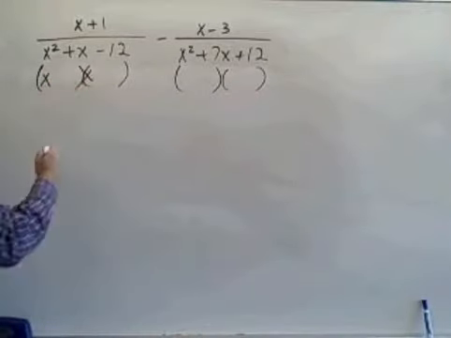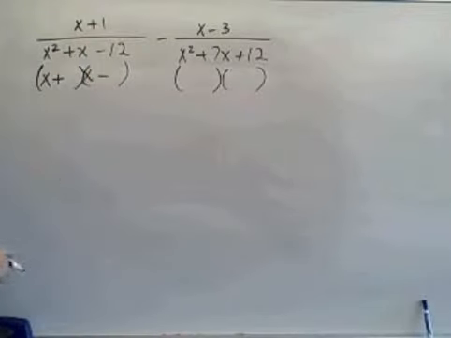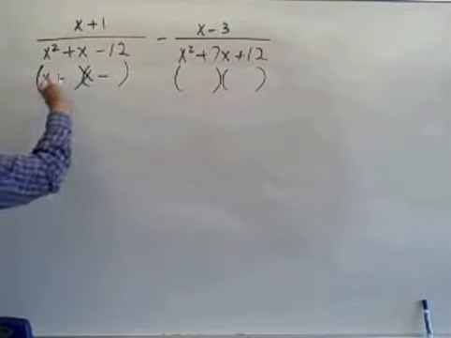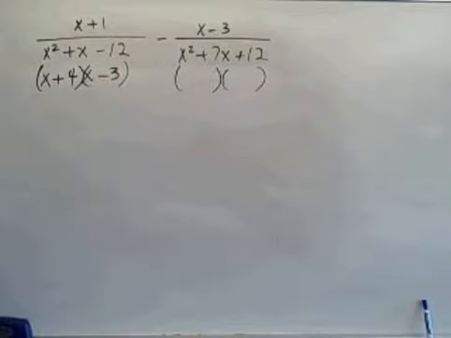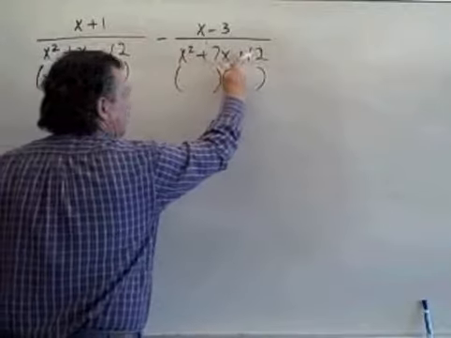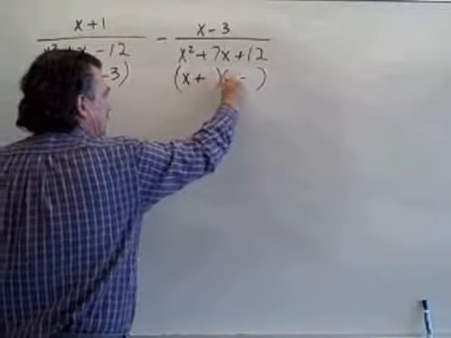X times x would give me x squared. One of them needs to be plus, one of them needs to be minus to get the minus 12. And I think if I go x plus 4 and x minus 3, that'll give me plus 1x under the O and the I of FOIL. Over here, they're both pluses in the trinomials. That comes from both addition in the binomials.